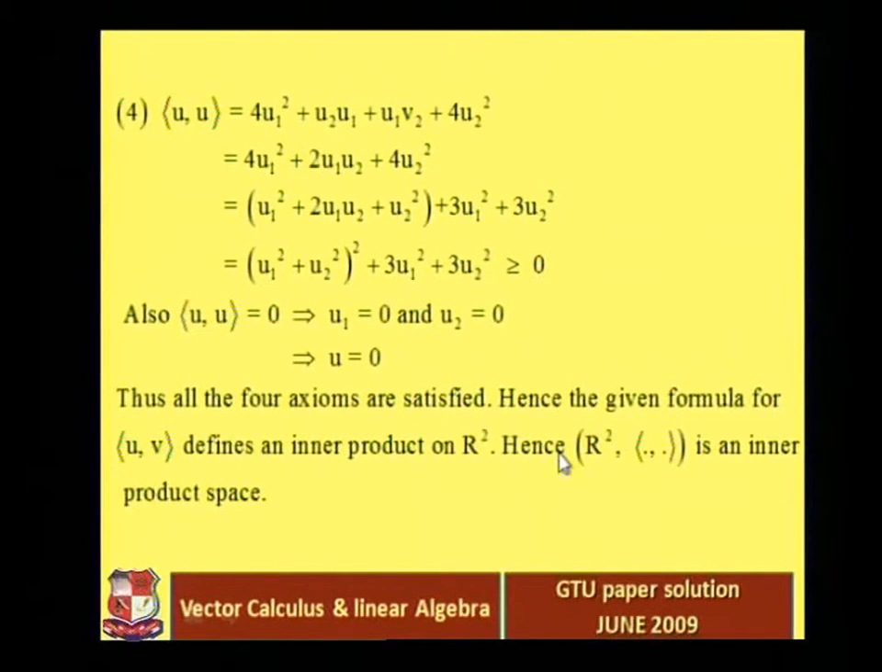Thus all four conditions are satisfied. Hence the given formula for ⟨u, v⟩ defines an inner product on R2, and hence R2 is an inner product space.